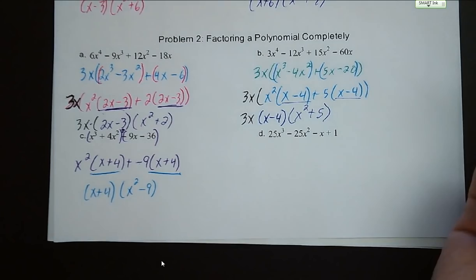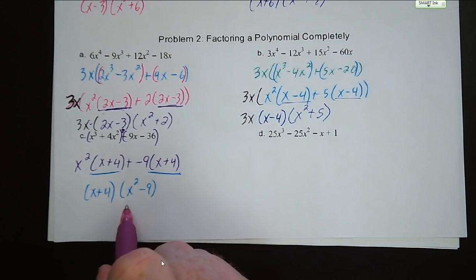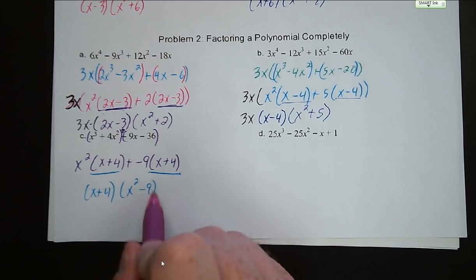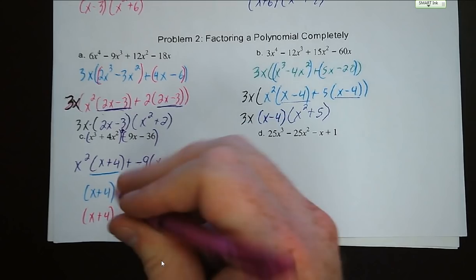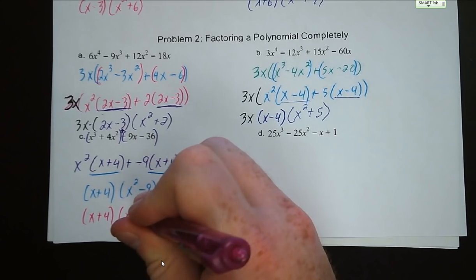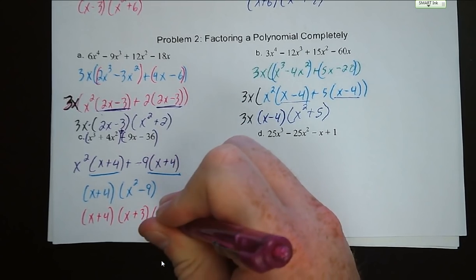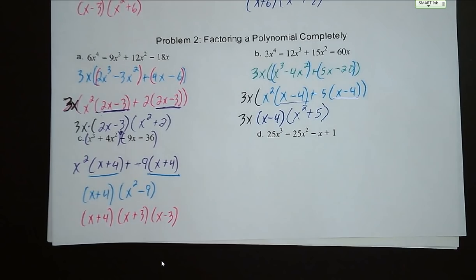So we always want to double check, is there any other possible way we can factor it? And there is. X squared minus 9, that is the difference of perfect squares. So we have x plus 4, x plus 3, x minus 3. Okay.